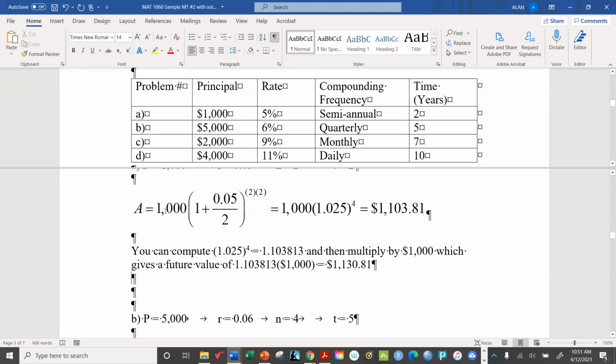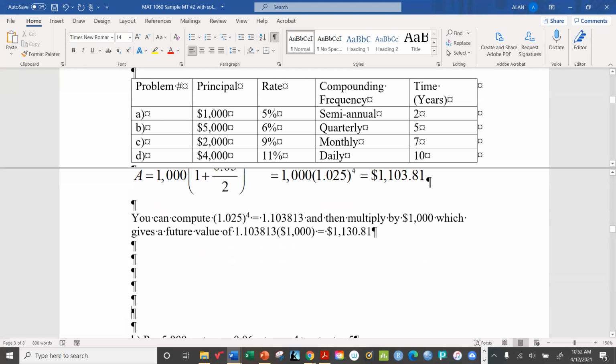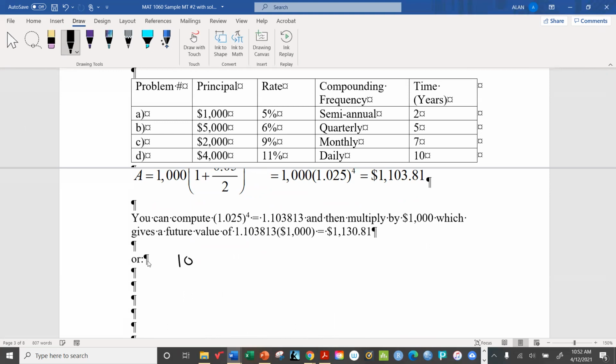Now, another option is just go straight left to right. But if you're going to do it that way on your calculator, then you have to be careful with the parentheses. All right, so let's see what that would look like. You would have 1,000 times, open parentheses, 1.025 raised to the 4th power. And that should do it.